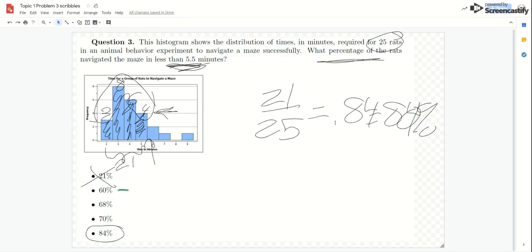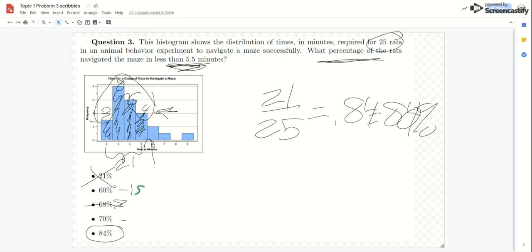These other partial answers, 68% is about the 1 standard deviation rule. So that's a number that might pop in your head, but isn't relevant. That's for a large population with a known standard deviation. 60% and 70%, those must be errors that involve not counting enough, right? That'd be 60% would be counting 15. I don't know where that number would come from.